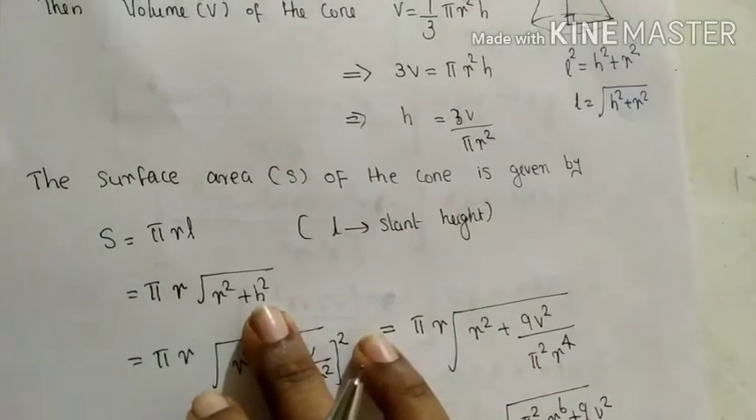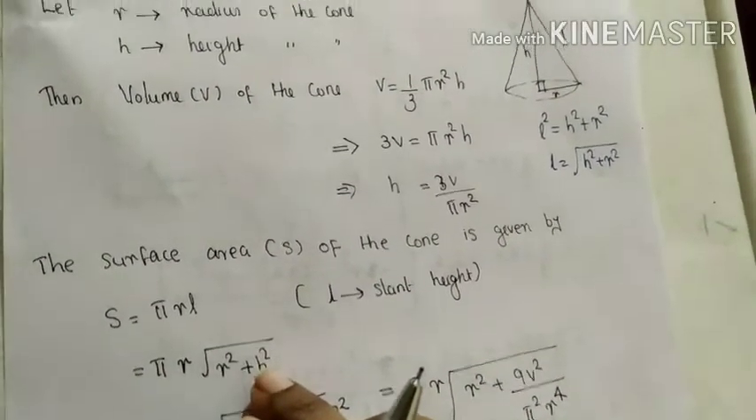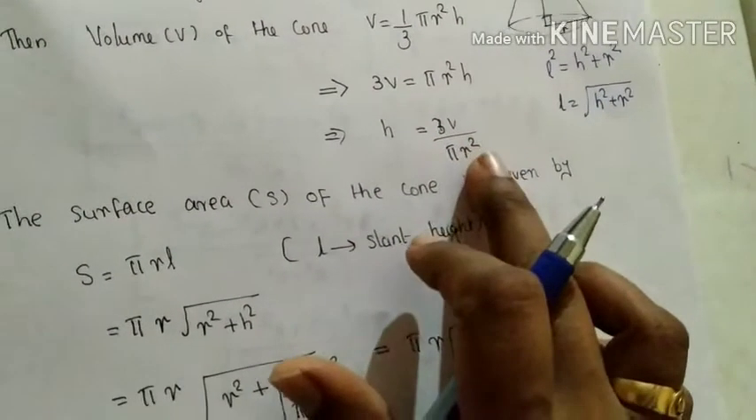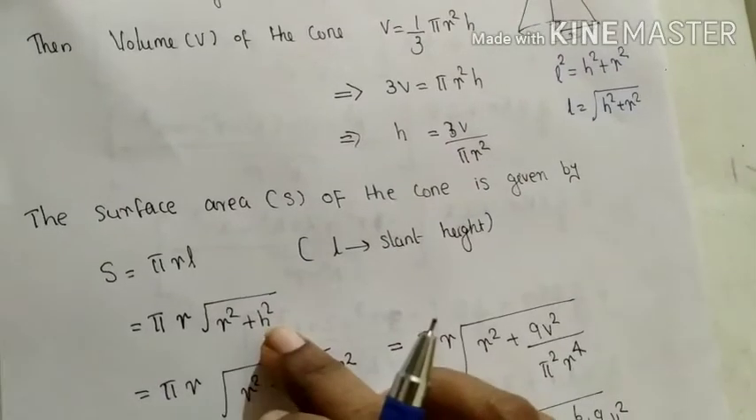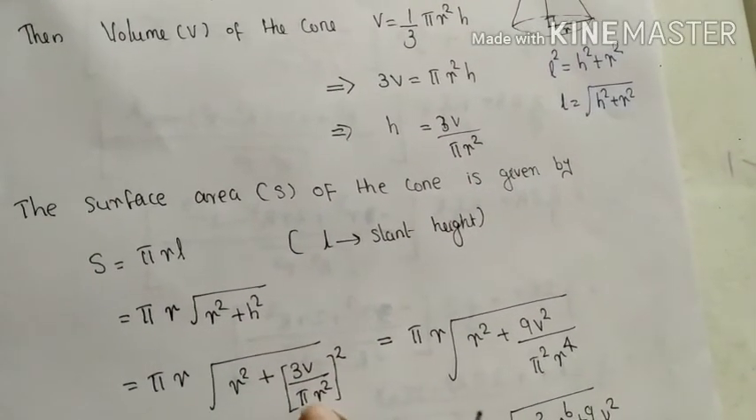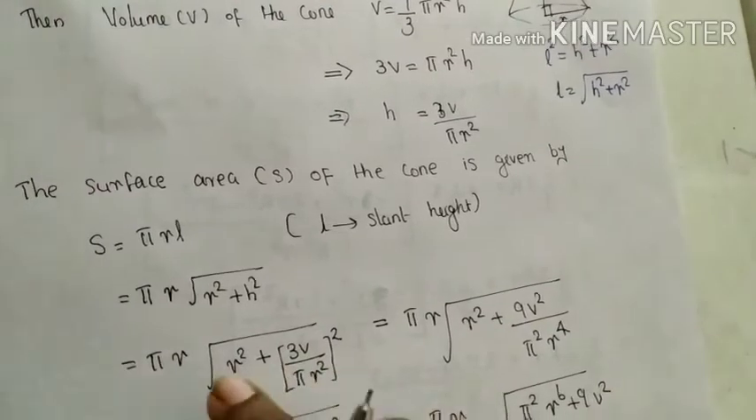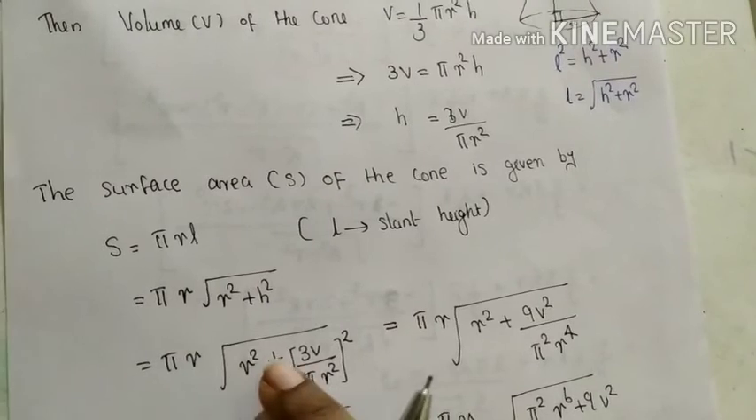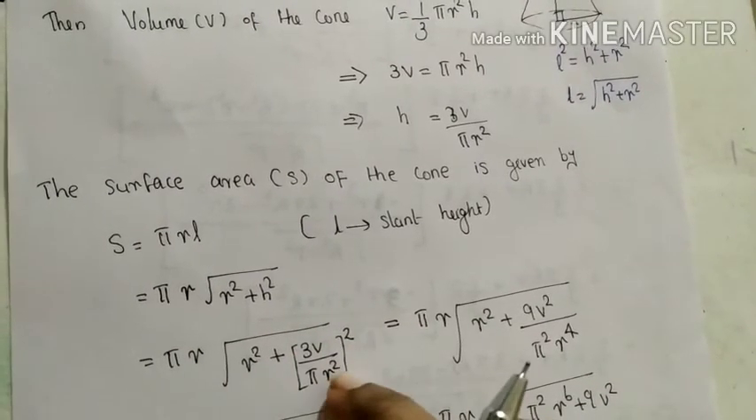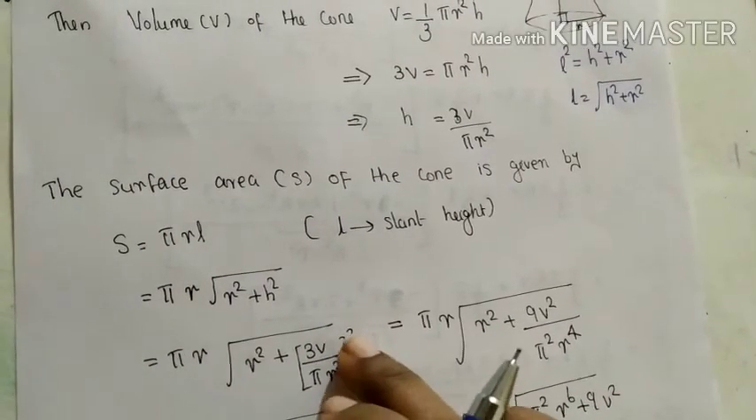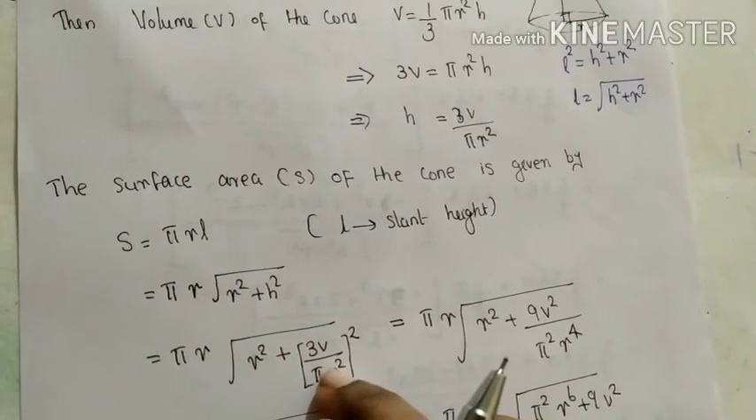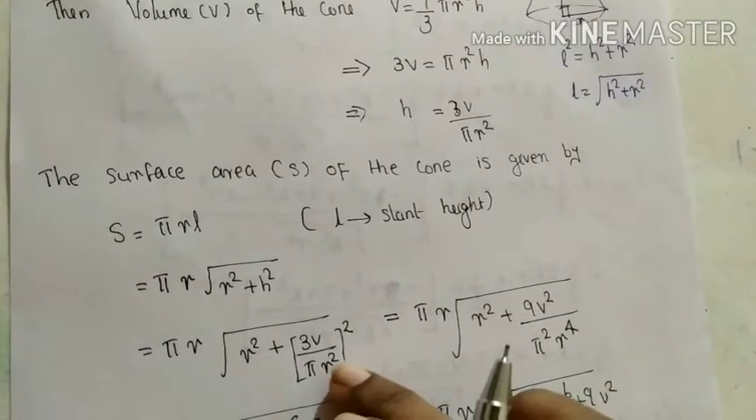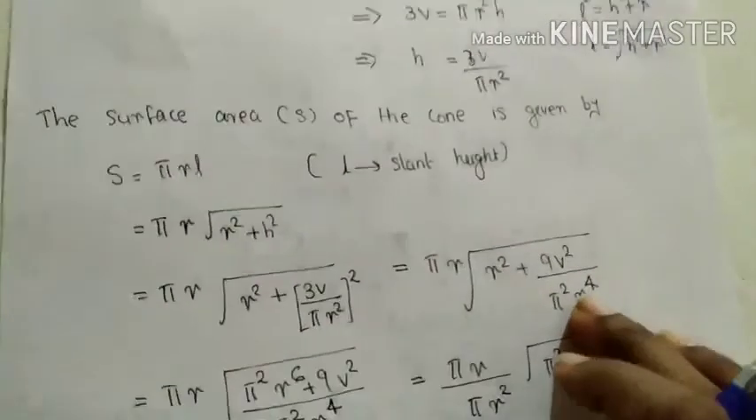Okay, next I am going to substitute the value of H here. Value of H is 3V divided by pi R square. So substituting the value of H here, we get 3V divided by pi R square. Okay, so our surface area will become pi R root of R square plus 3V divided by pi R square the whole square, and taking this square on both numerator and denominator, we get 9V square divided by pi square R square all square means R raised to 4.